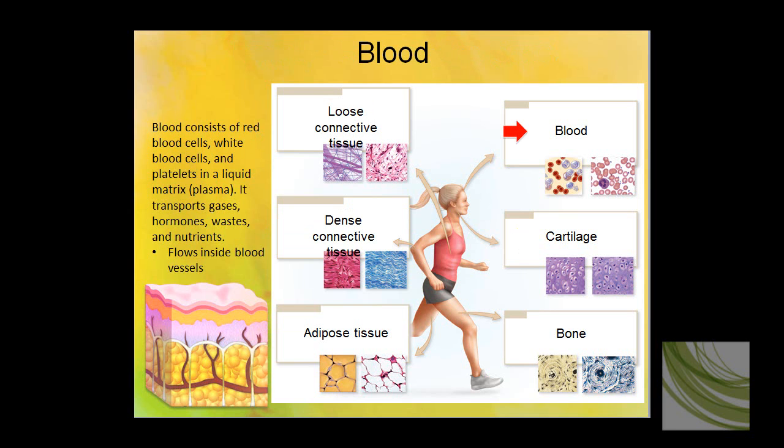Blood consists of red blood cells, white blood cells, and platelets in a liquid matrix. It's called plasma. It transports gases, hormones, wastes, and nutrients, and it flows inside of blood vessels. You have all the veins and the arteries and the capillaries.